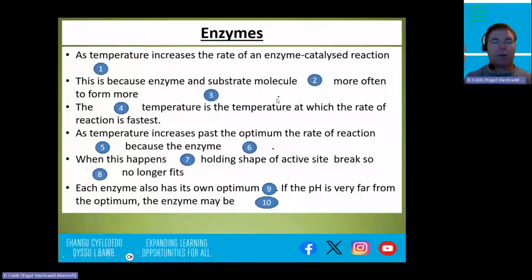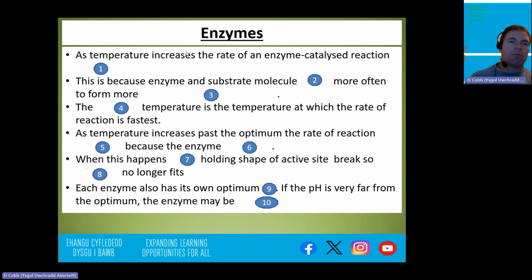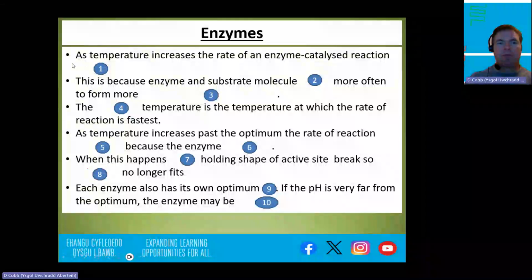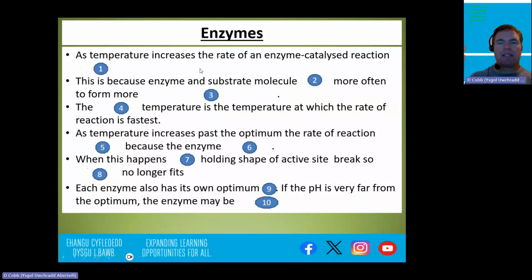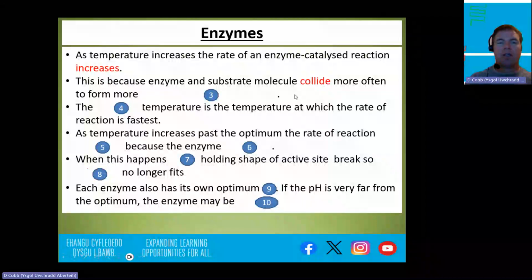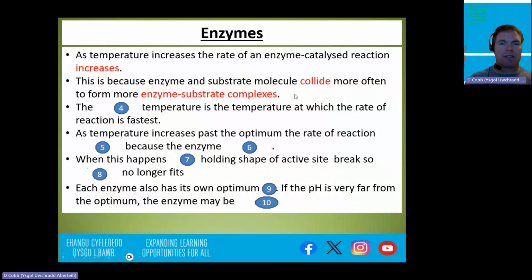Same thing. If you want to pause the video, you're welcome to do so. I'll have a go if you can remember these things, but let's have a look. So this is just picking up from what was said before. As temperature increases, the rate of an enzyme catalyzed reaction increases because enzyme and substrate molecules collide more often to form more enzyme substrate complexes.